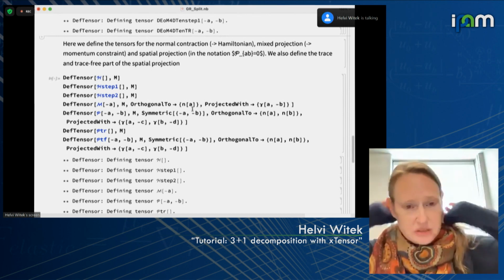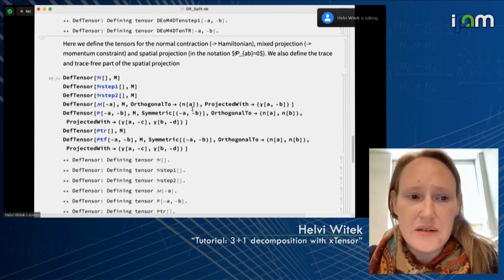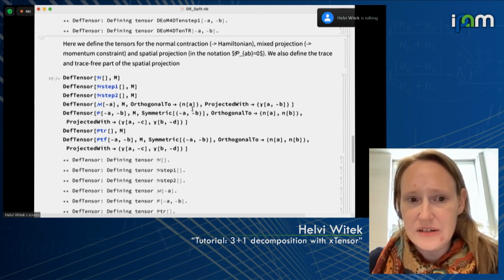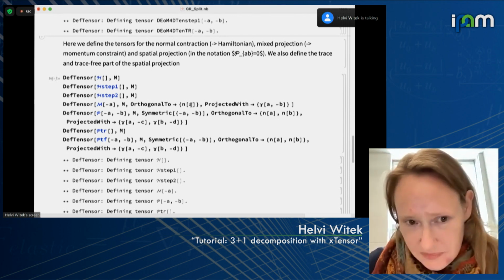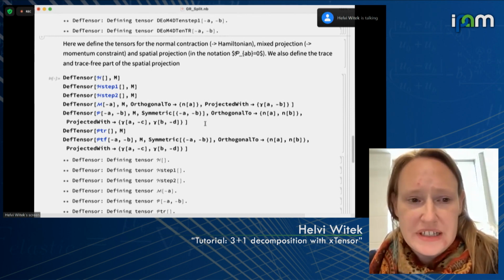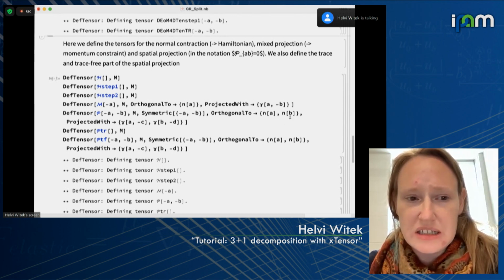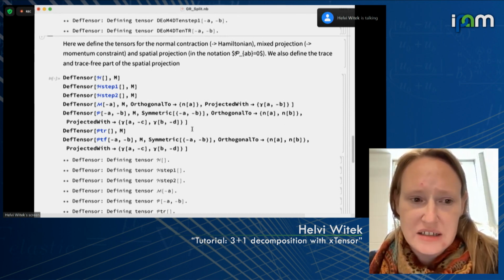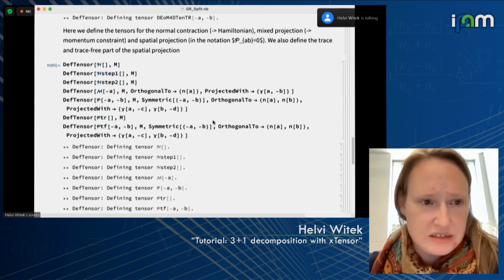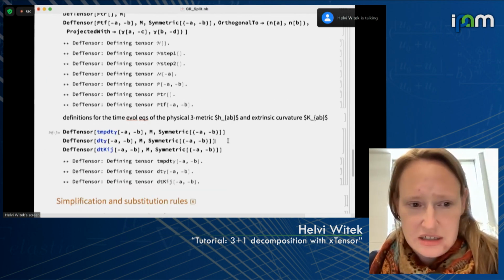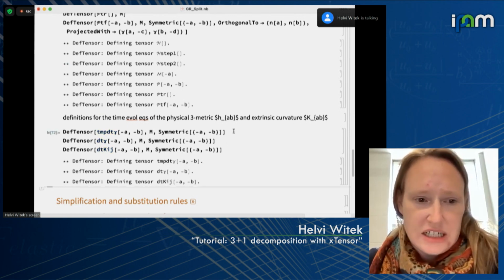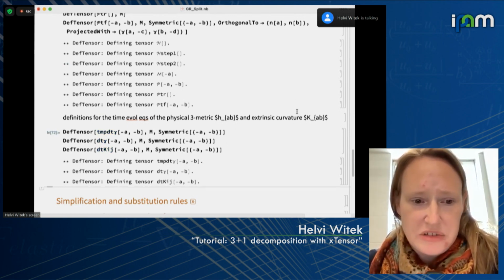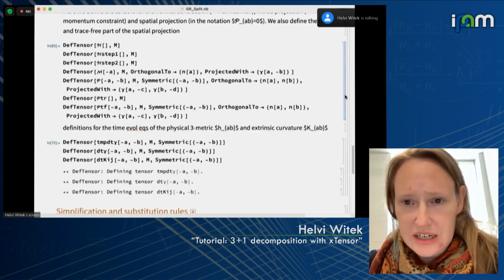And in principle, you could also define a tensor with, say, 4 indices that obeys the symmetry rules of the Riemann. Okay, then this tensor here will be orthogonal to our normal vector, and it will be orthogonal in both indices, and it's going to be projected again with our induced metric. So let's define those. And here are just some auxiliary tensors that I will use later to indicate our time derivatives. Good, that's defining our tensors.